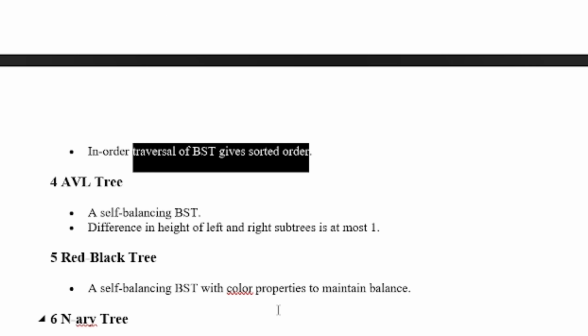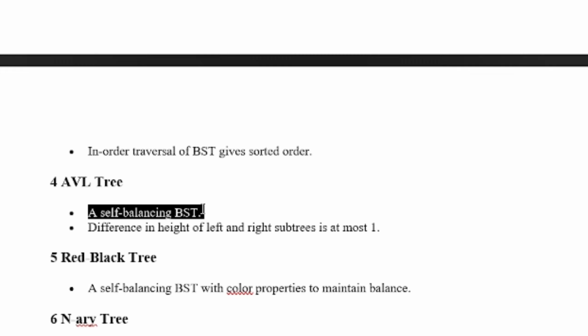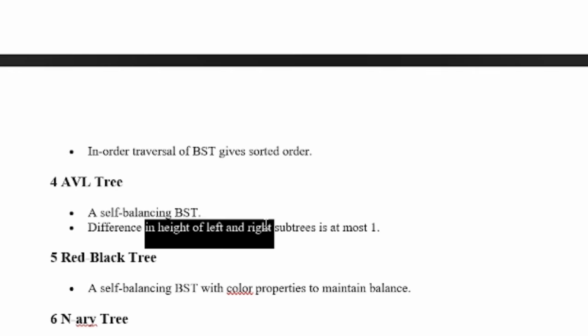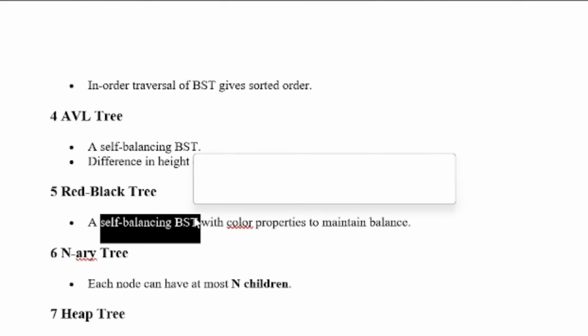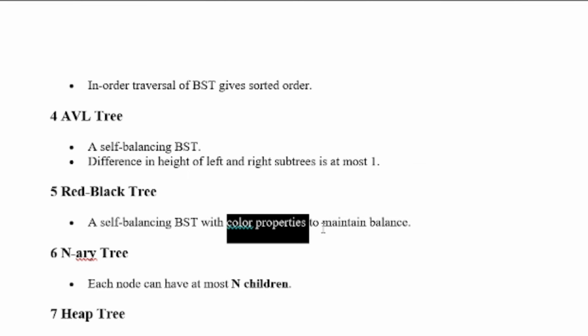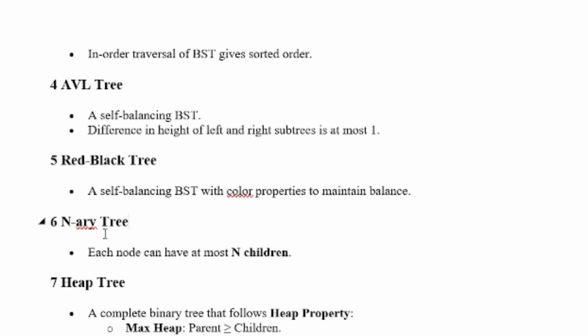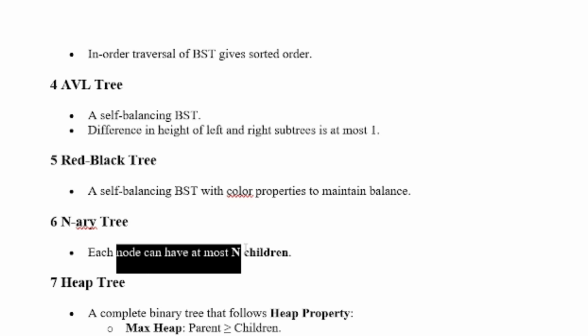Now come to the fourth one, and the fourth one is an AVL tree. AVL is a self-balancing BST, binary search tree. The difference in height of the left and right subtree is at most 1. Now come to the fifth one, a red black tree. This is a self-balancing BST with color properties to maintain balance. Come to the next one. Next one is an n-ary tree. Each node can have at most n children.